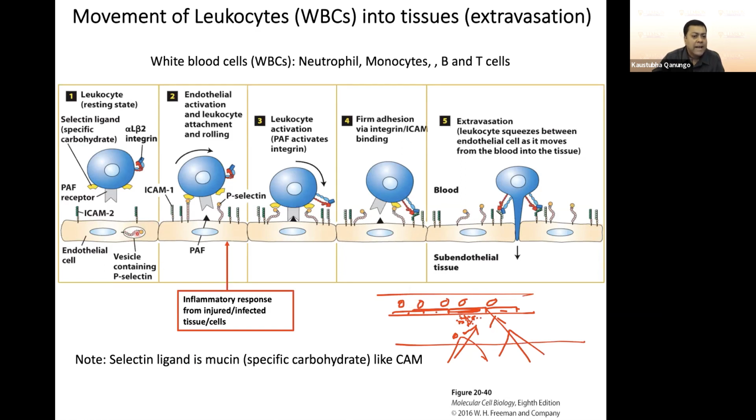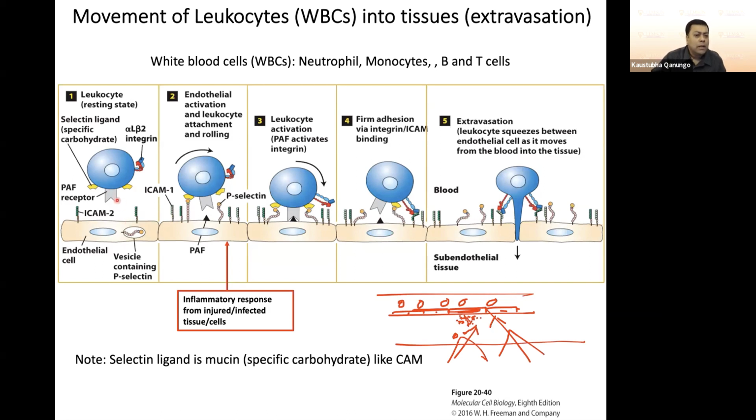And this contains a vesicle which contains the P-selectin. This P-selectin is the molecule attachment protein, and that is not on the cellular surface. It's inside the cell in the vesicles, but they're already preformed. They're just right there. And on the cell surface, you have this ICAM, the intercellular cell adhesion molecule. That could be ICAM1, ICAM2.